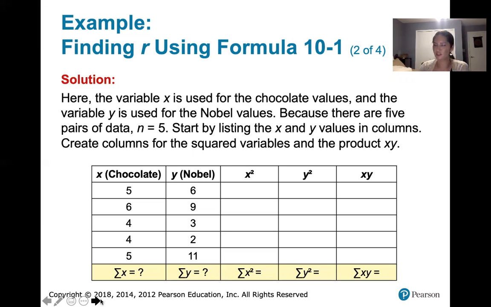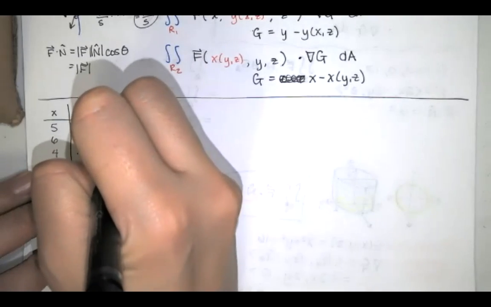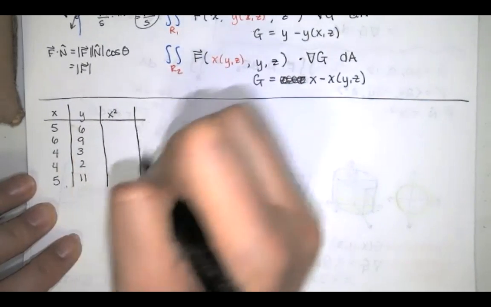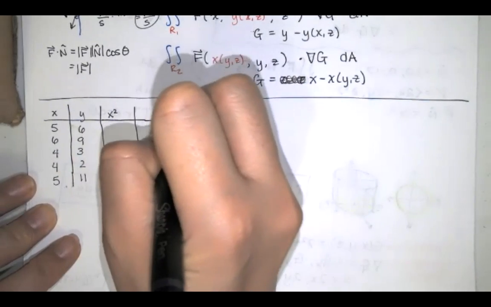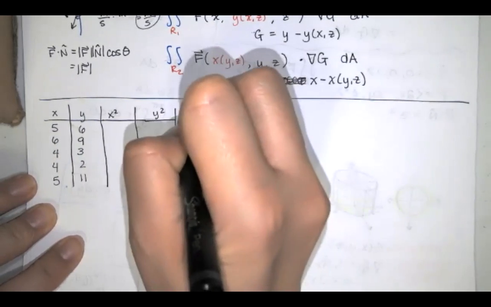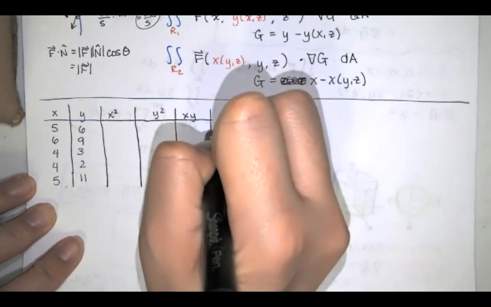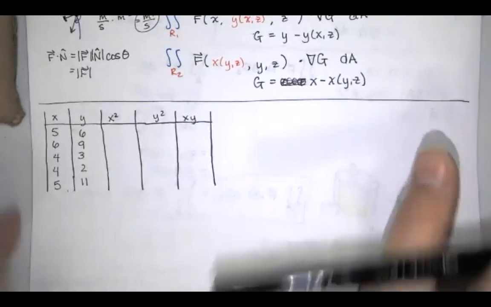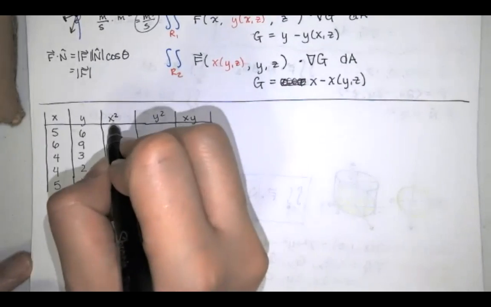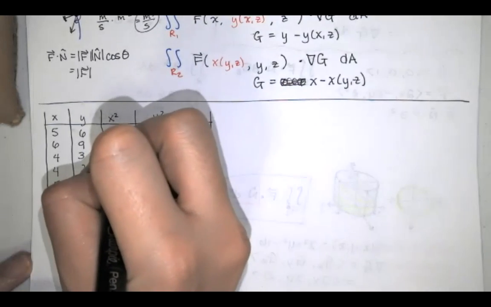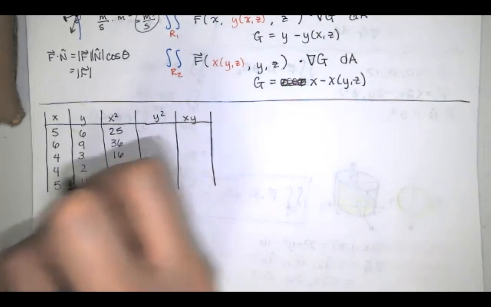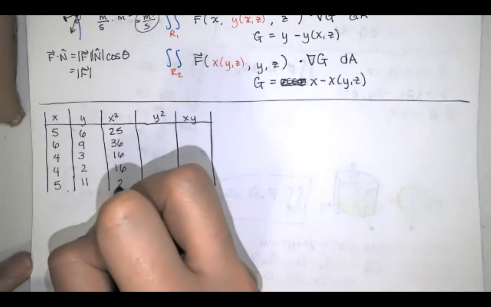In order to do that, I will share my paper with you. So I want the x's squared in one column. I want the y's squared in another column. And I want x times y in another column. So this is historically what would be done. If they have the xy pairs, they would just do this computation by hand. So I'll take my x's and square them. 5 squared is 25, 6 squared is 36, 4 squared is 16, 4 squared is 16, 5 squared is 25.